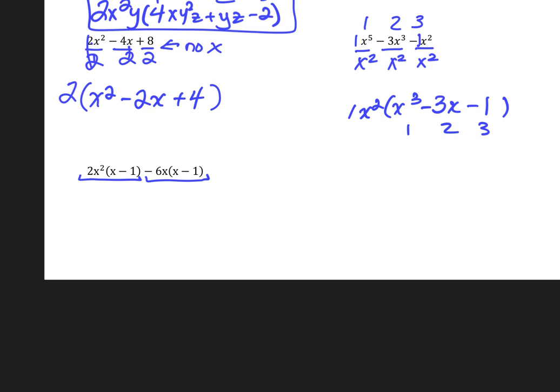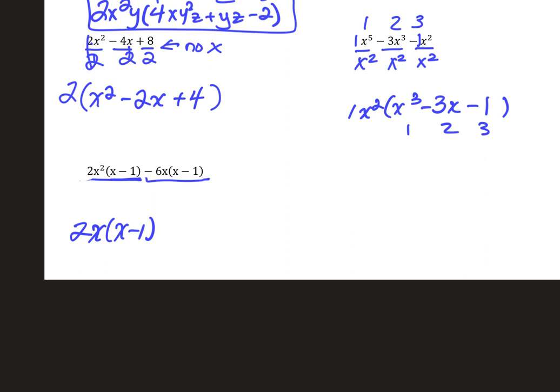So again, we look at the numbers. 2 goes into 2 and 6. We look at x's, x and x. The highest exponent on the x is x to the first. So we're good there. And then we have x minus 1 is also common in both. It has no exponent on it. So since there's no exponents, it's just plain old x minus 1.